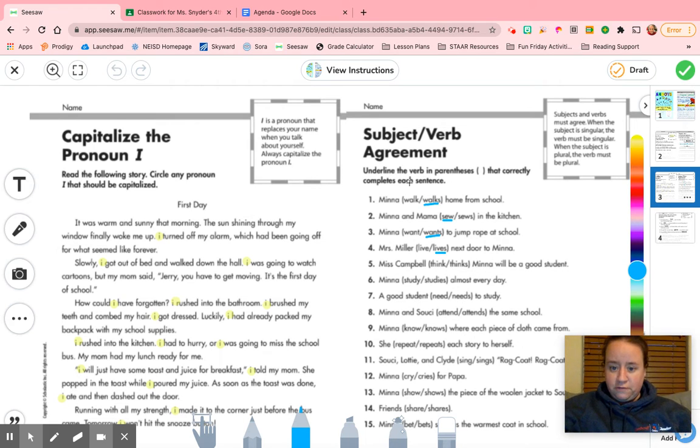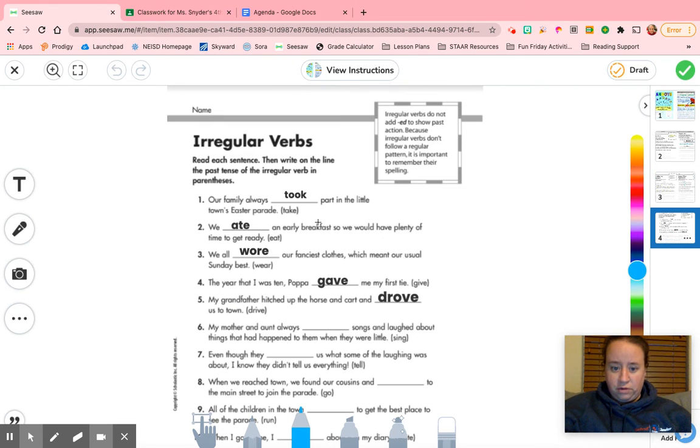So with the subject verb agreement, you need to read it and say everything out loud. So when you say Mina walk home from school versus Mina walks home from school, you can really hear the differences. And when you hear it, you can easily tell which one your answer is. Then on 4, irregular verbs.